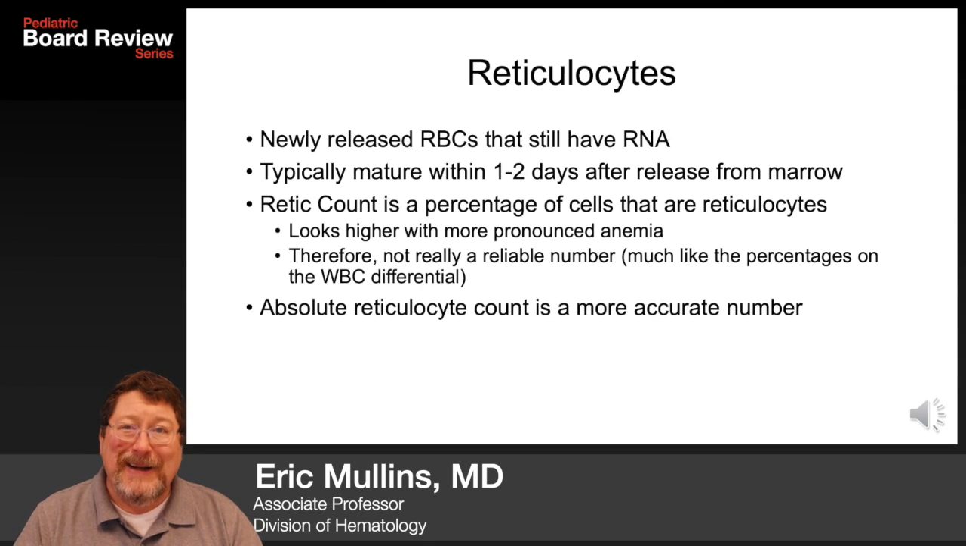And so this is like your neutrophil count when you get a 60% neutrophil count. And so it varies depending on the total hemoglobin. And therefore, relying on the absolute reticulocyte count is more accurate, just like relying on the absolute neutrophil count is more accurate.